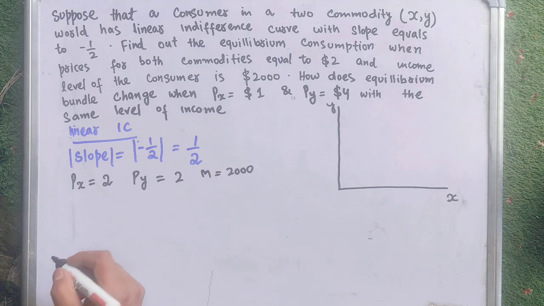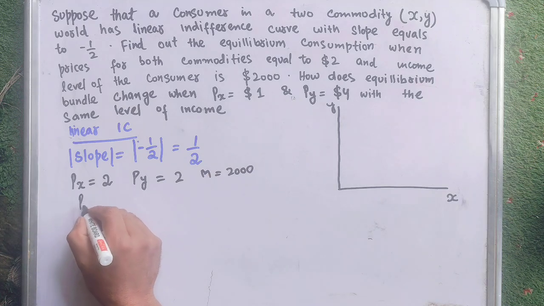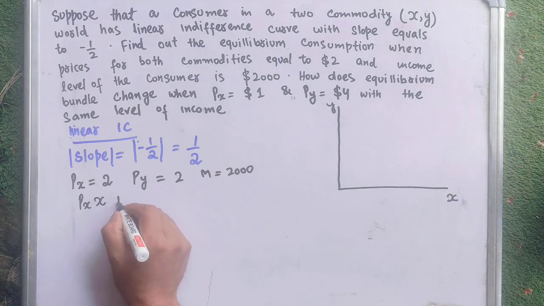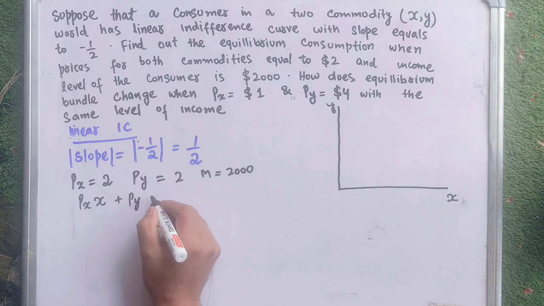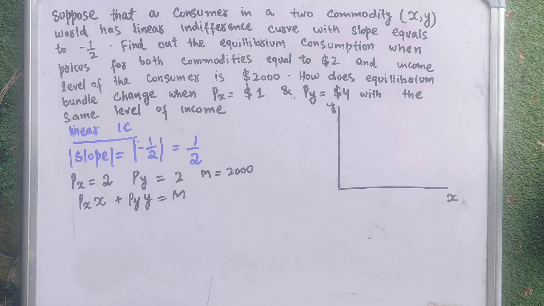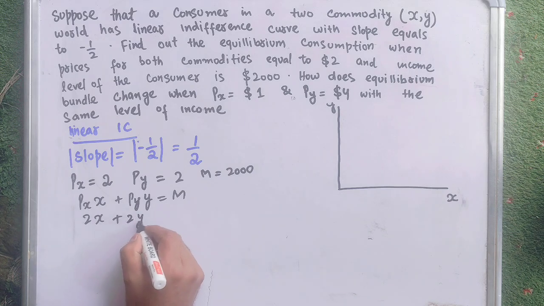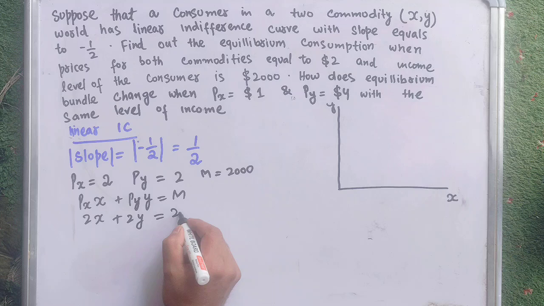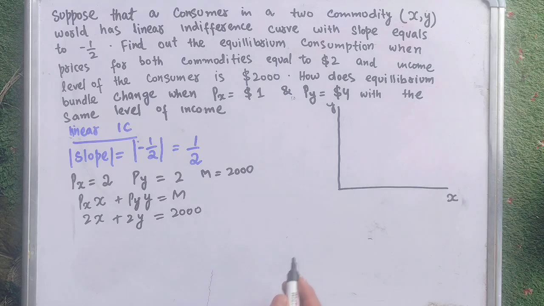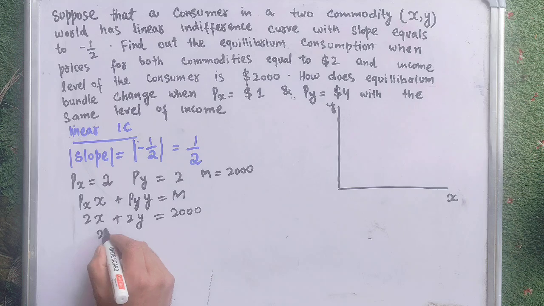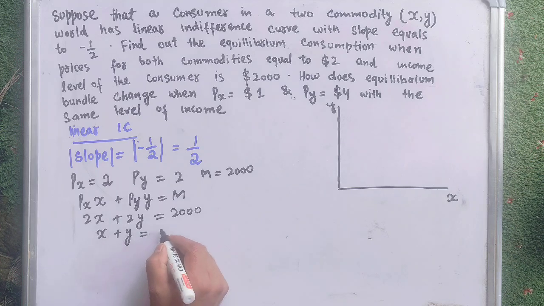Let's construct the budget constraint, that is price of good X times units of good X plus price of good Y times units of good Y should be equal to the income of the consumer. So we have 2x plus 2y is equal to 2000. Dividing both sides by 2, we get here x plus y is equal to 1000.